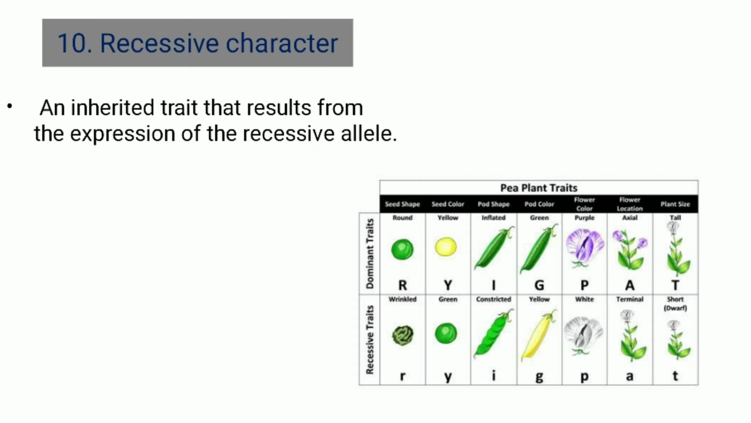Recessive character. An inherited trait that results from the expression of a recessive allele. A recessive allele is an allele that exerts its effect only in the homozygous state, and in the heterozygous condition, its expression is masked by the dominant allele. It is represented by using a lowercase letter. Mendel selected the recessive characters like wrinkled, green, constricted, yellow, white, terminal, and short. They can be represented by using lowercase letters.